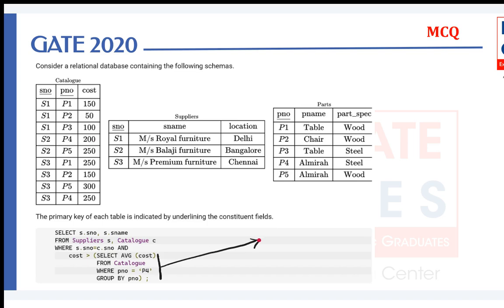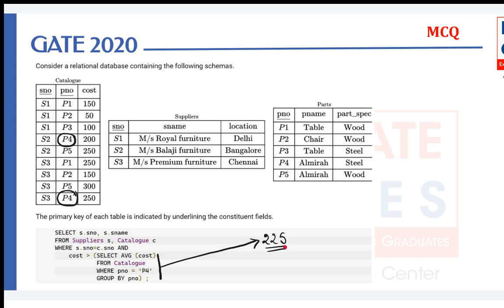you're saying select the average cost from catalog where part number is P4, right? So you are only considering part number P4. You are grouping by part number, which is P4, and this returns 225, because the average of cost 200 and 250, two rows, is 225.